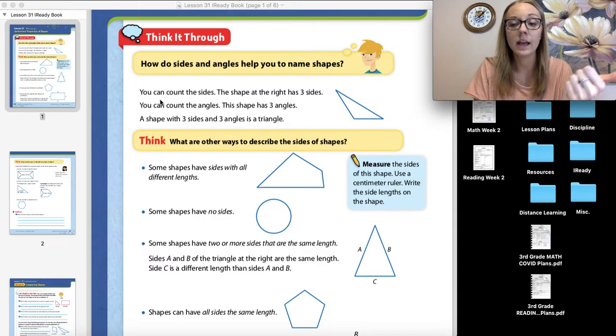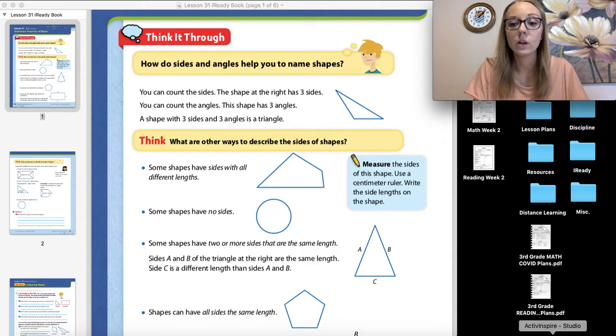How many sides does it have? How many angles does it have? So if you look to your right here, you are going to have a 3-sided shape. It has 3 sides. You can count the angles. It has 1, 2, 3 angles. So a shape with 3 sides and 3 angles is a triangle.